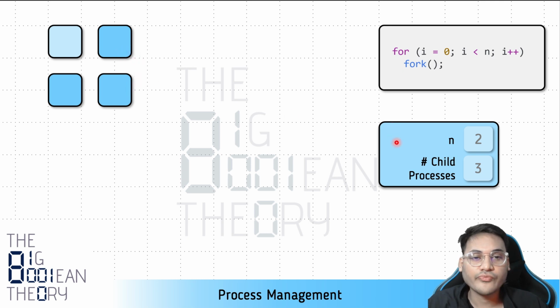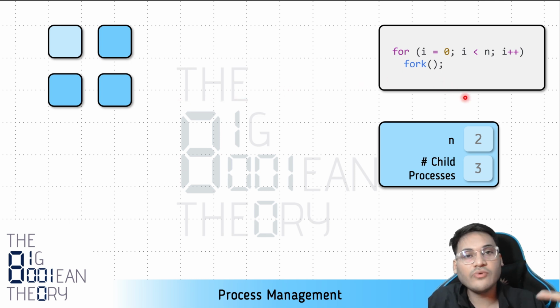So as you can see, the total number of child processes in the system, if the value of n is 2, is 3. We have a total of 4 processes in the system, out of which there is the one initial parent process, and the number of new processes is 3.